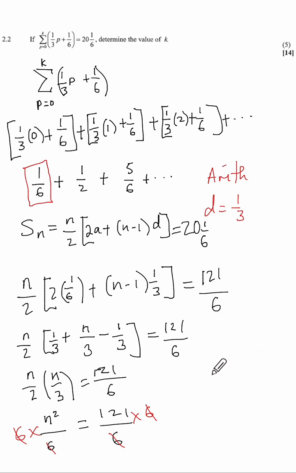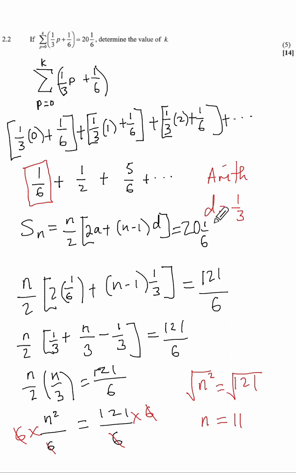So let's just continue like this. n squared is equal to 121. And if I want to find n and there is a square here, I have to take the square root of both sides. The square root of n squared is n, equal to the square root of 121. You'll find that it's 11. So n is equal to 11, right?